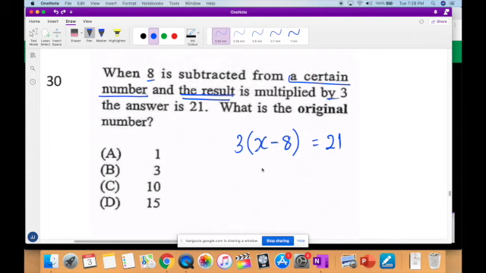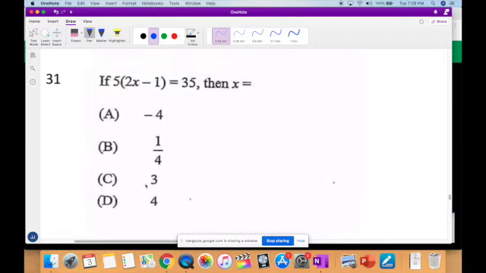When you work your brackets first, you get the answer. The result will be multiplied by 3. Now you throw the 3 across. X minus 8 is equal to 21 divided by 3. X minus 8: 7 3s are 21. So x minus 8 equals 7. X is equal to 7 plus 8. What's 7 plus 8? 15? Yes. Right, so D is the answer. Good job there, sir.